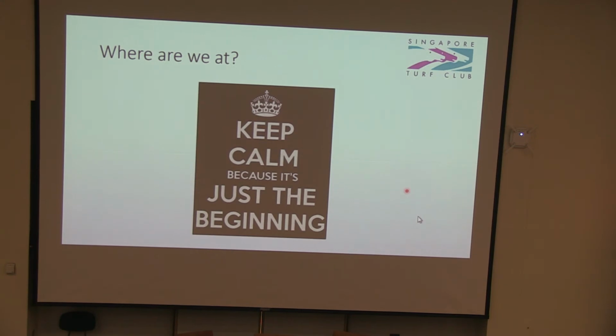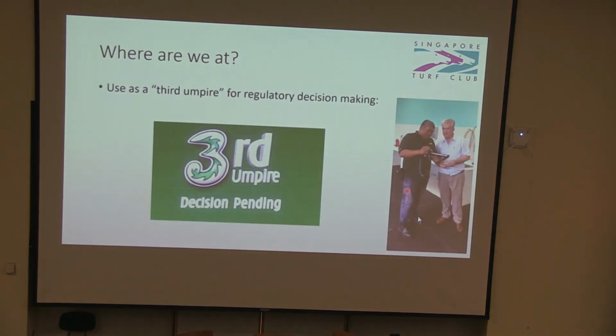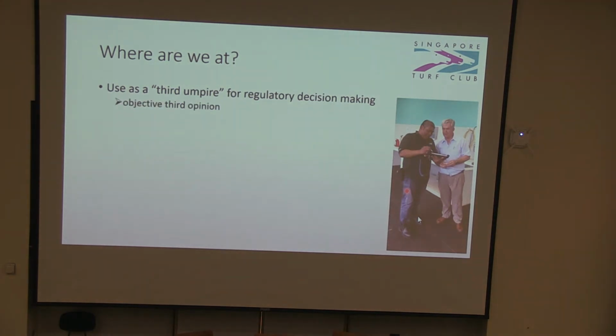So where are we at, or what are we using for at the moment? Well, our main use is as a third umpire or a third referee or a TV referee. So we use it as a third opinion. So any horse in Singapore that undergoes an official veterinary examination and fails that examination on lameness has a lameness locator examination taken and documented.